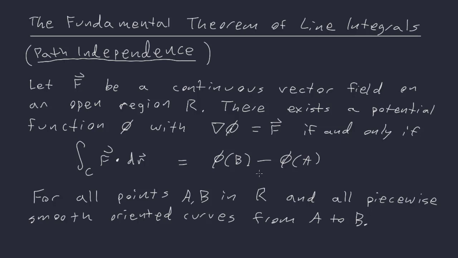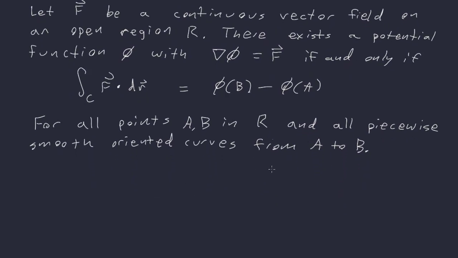What I want to focus on is that, one, it's saying that we can take any points in the region where the vector field is continuous, any points A and B, and any path between them that is piecewise smooth. This is what piecewise smooth means: it might not be completely smooth, but we can break it into a finite number of smooth pieces.